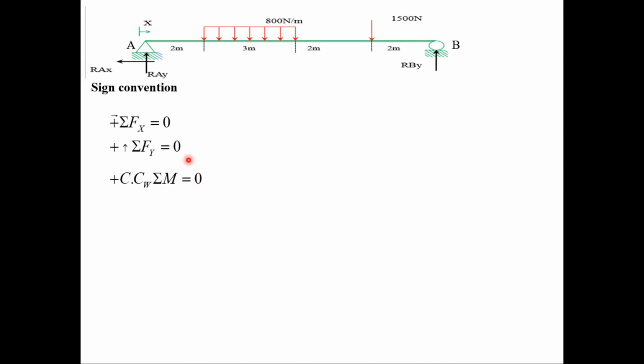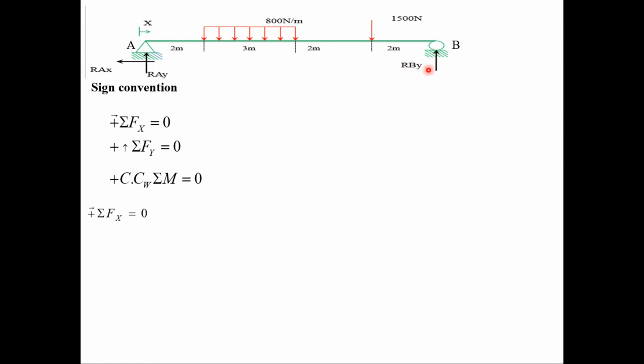So for this beam we have a pin support and a roller support. Pin support prevents vertical motion and horizontal motion. So we have reactions in the vertical direction and reactions in the horizontal direction. So we have RAX in the x direction and RAY in the y direction. In case of roller, it only prevents motion in the vertical direction. So we have RBY.